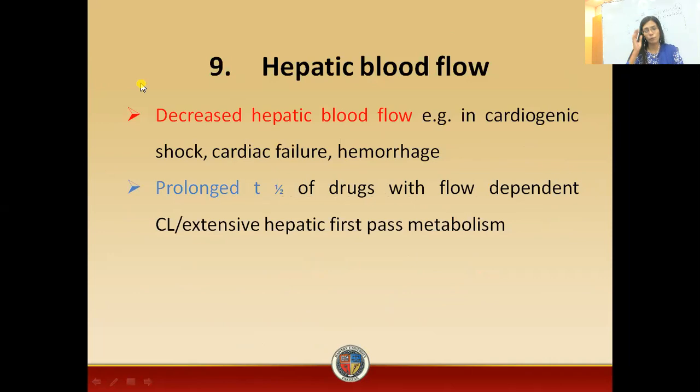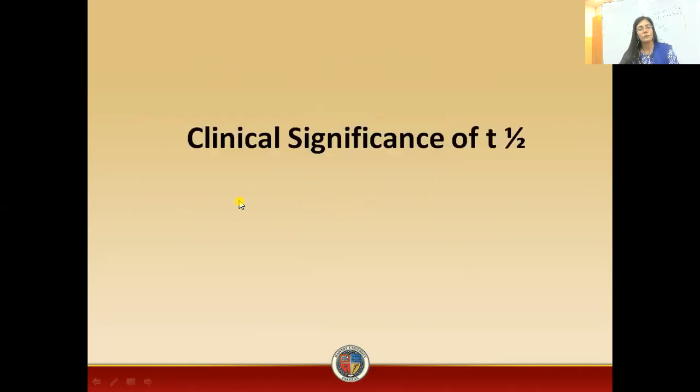Now, hepatic blood flow. If you have decreased hepatic blood flow, for example, it happens in certain disease conditions like cardiogenic shock, cardiac failure, and hemorrhage. In case of decreased hepatic blood flow, it means a lesser amount of drug is flowing towards the liver. It means a lesser amount of drug is getting metabolized. It means decreased hepatic blood flow is actually prolonging the half-life of your drug.